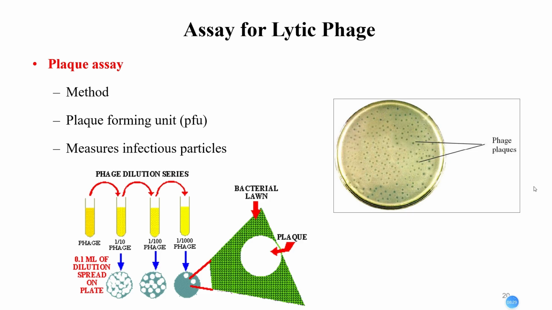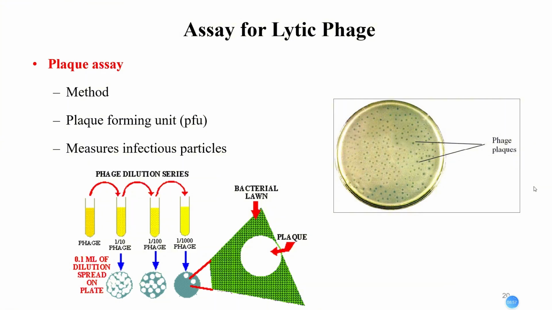Okay, and if the viral concentration is so high, you will see a lot of plaques on the surface. The plaques will fuse to each other, so it's not easy to count the number of single plaques. But if the viral concentration is proper, you would see isolated single plaques like this. So in each dish, you can see those isolated single plaques.